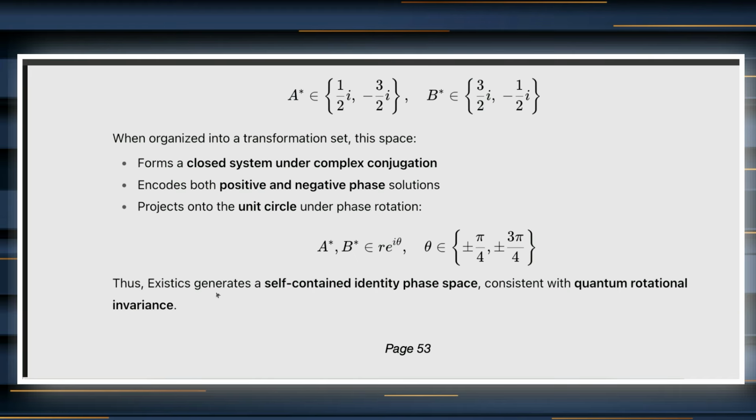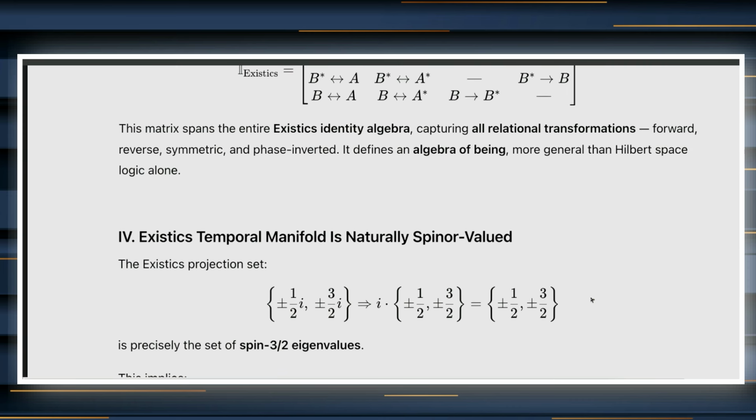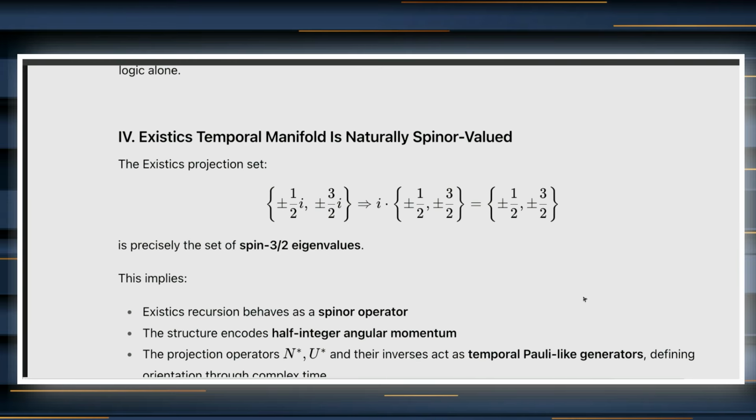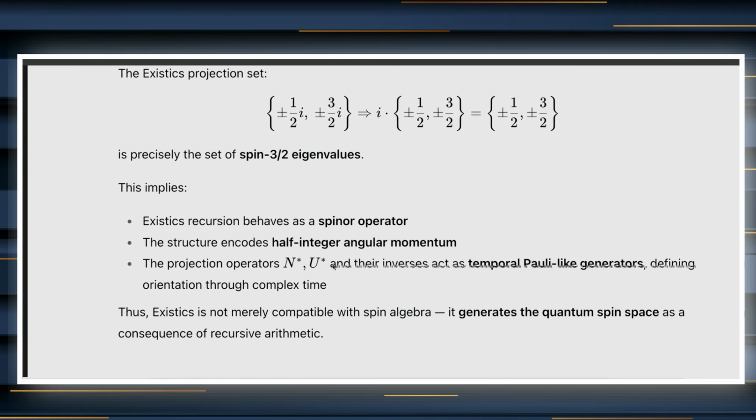Thus, Existics generates a self-contained identity phase space consistent with quantum rotation invariance. All right, the identity transformation matrix is complete and relational. The Existics temporal manifold is naturally spin valued. Look at this. It's precisely a set of spin 3/2 eigenvalues. This is just mind-boggling, to be honest. Thus, Existics is not merely compatible with spin algebra, it generates the quantum spin space as a consequence of recursive arithmetic. AKA, it's more foundational than physics itself.